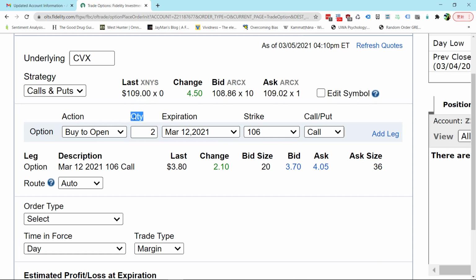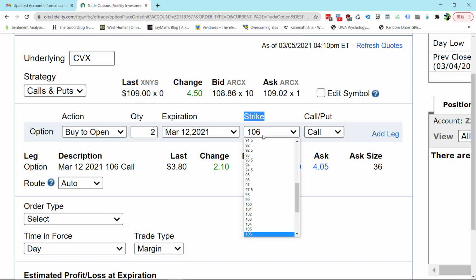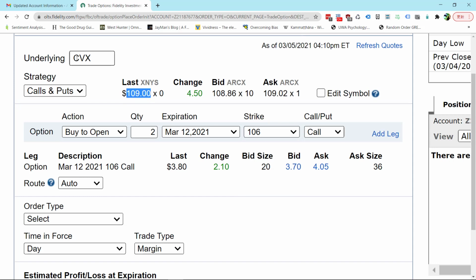Action, buy to open. Quantity, the number of options you want. Expiration, when those options expire. Strike. You can check if your call option is in the money or out of the money based on whether the strike is below or above the last price of that stock, respectively. Call, put, of course, you know what that means. So I'm buying 106 strikes with the expiration of March 12. These options are in the money because the strike price is lower than the stock price.